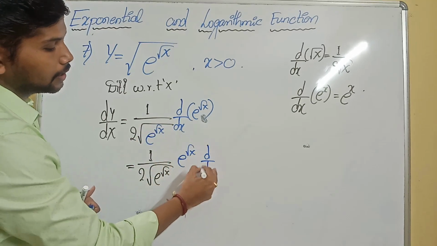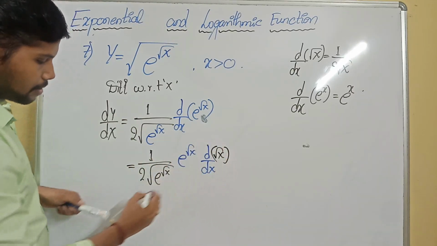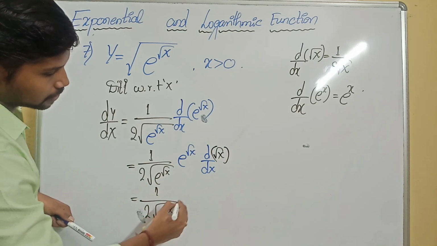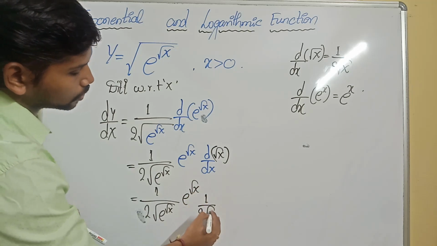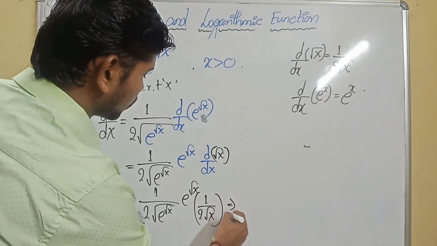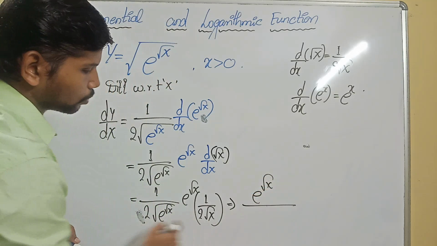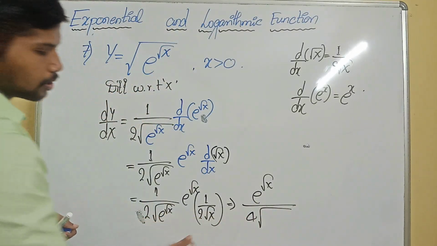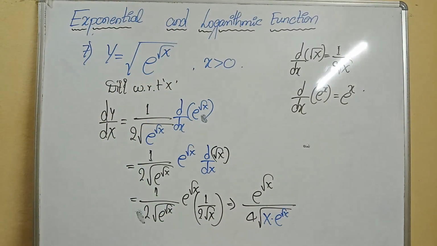Now after that, d by dx of the particular power I need to differentiate. What's the power now? It will be 1 divided by 2 root of e to the power root x, times e to the power root x. What is the root x derivative? 1 by 2 root x. Got it? Is there any doubt in this one? If you want to write it in a simple manner, the numerator is e to the power root x, and the denominator will be 2 into 2 will be 4, square root of x into e to the power root x. We got the answer.